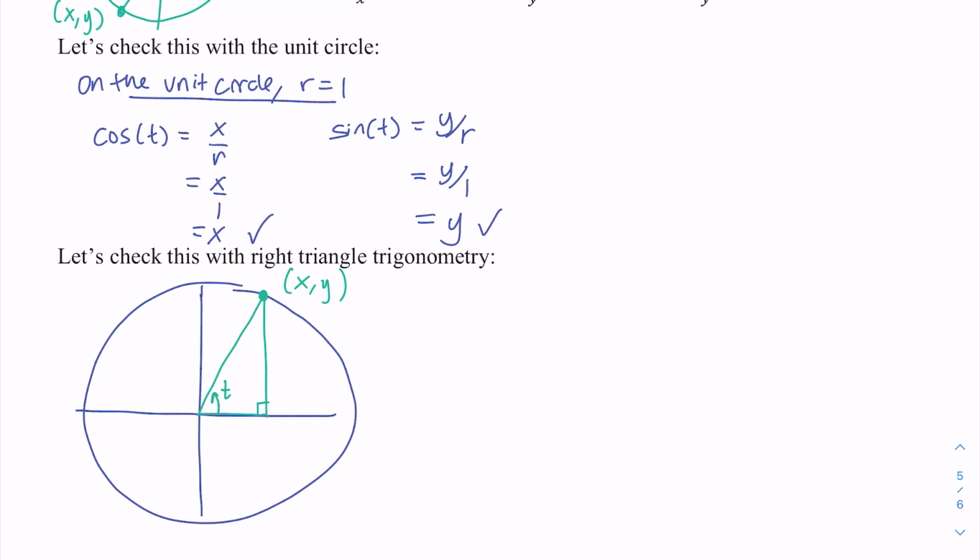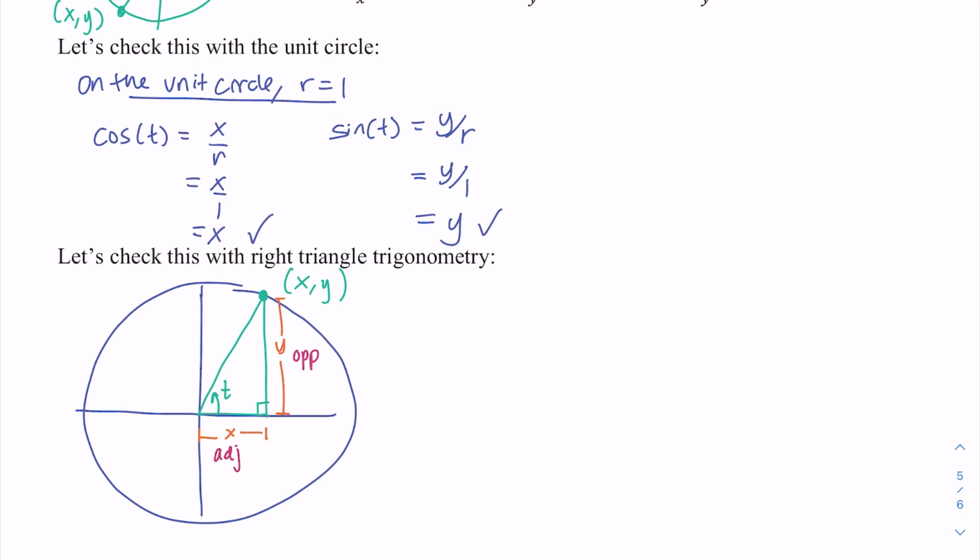All right, well, because this point is x comma y, I know to get to that point, I'm going to be going over x units to the right and up y units to get there. So that gives me the lengths of those sides of the triangle. And with reference to angle t, this side is adjacent, the y side is the opposite, and of course the hypotenuse.